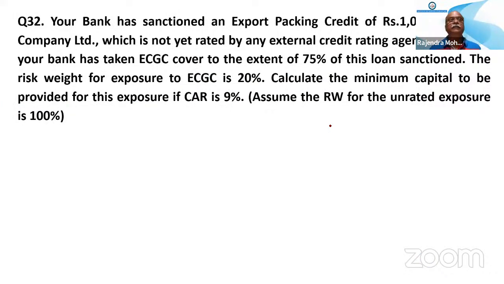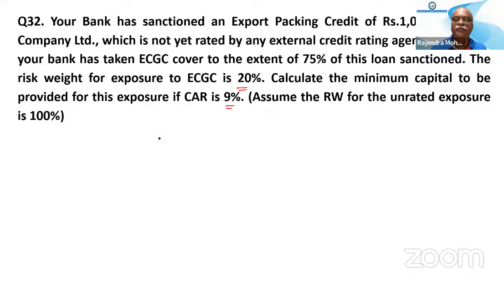Your bank has sanctioned an export packing credit of 1 lakh to my company limited, which is yet to be rated by any external credit rating. So it is not rated. However, your bank has taken ECGC cover to the extent of 75% of this loan. The risk weight for exposure to ECGC is 20%. Calculate the minimum capital to be provided for this exposure if capital adequacy ratio is 9%. Assume the risk weight for the unrated exposure is 100%.